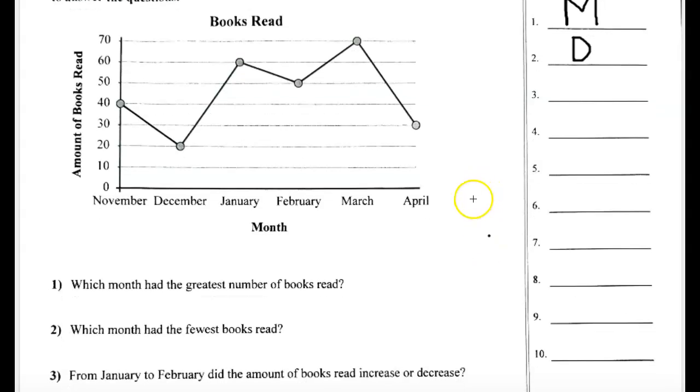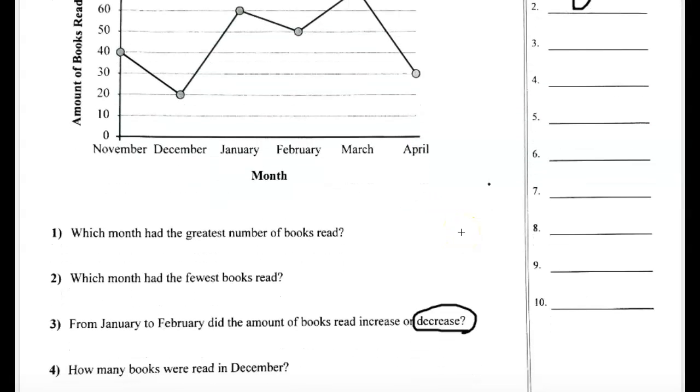Number 3, from January to February, did the amount of books read increase or decrease? If the line goes up, that's increasing, and if the line goes down, that's decreasing. So let's look at January. We had 60, and then we went down to 50. So remember, down means increase or decrease? For this, we could just circle increase or decrease. It went down, so we're going to circle decrease. It decreased from January to February.